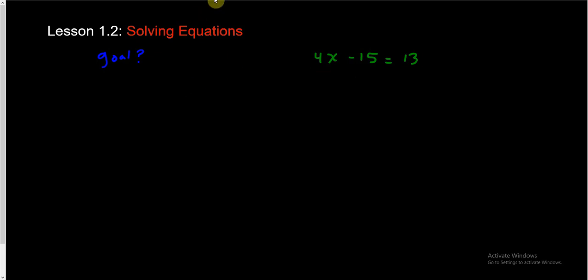So what's the overall goal? Most people say the overall goal is to get x by itself. X equals some number. That's the goal, right? To get x by itself, or the fancy way to say it, to isolate x. Well then, how do we achieve this goal? The way we achieve this goal is by using inverse operations, or basically undoing things, right?